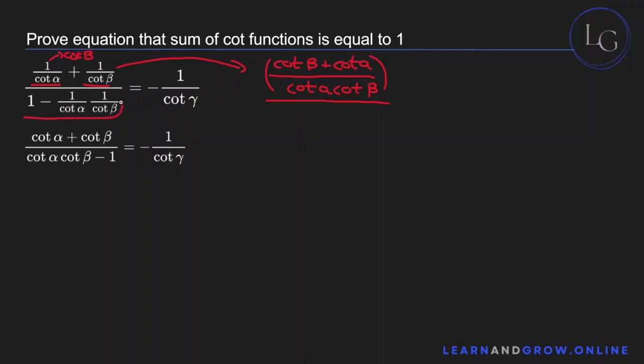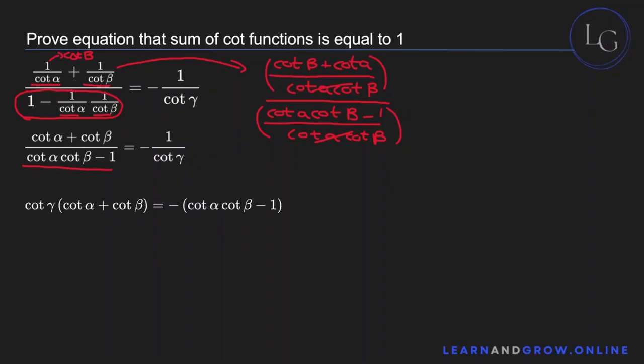and when you take the LCM of this over here, what do you get? Well, 1 will be multiplied with cotangent alpha cotangent beta, so it becomes cotangent alpha cotangent beta minus 1 over cotangent alpha cotangent beta, right? And now this and this can be cancelled out and you're eventually left with this. Fair enough. So now that you have this, what you do is you cross multiply, right? Cross multiply this and cross multiply this.